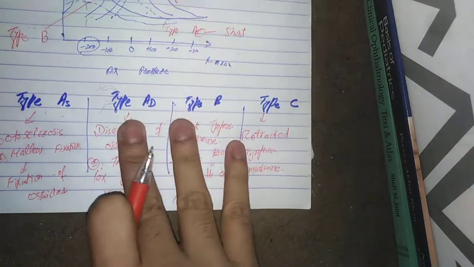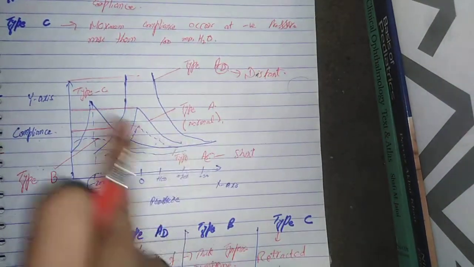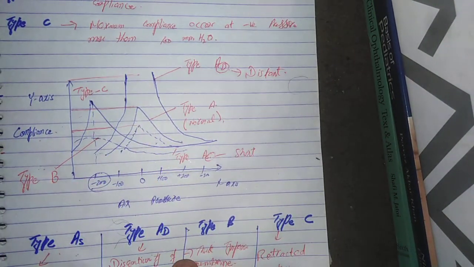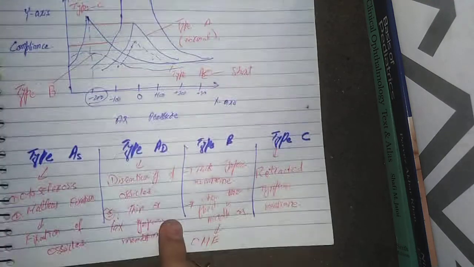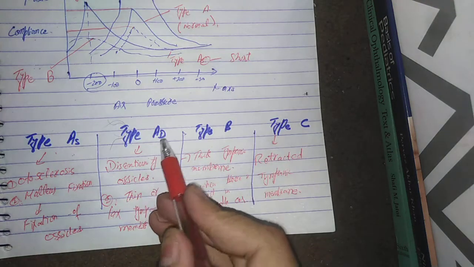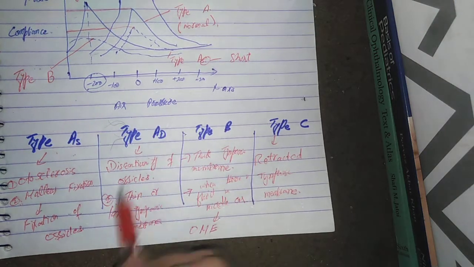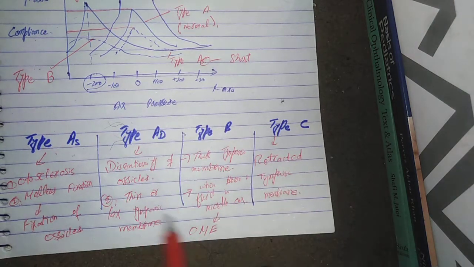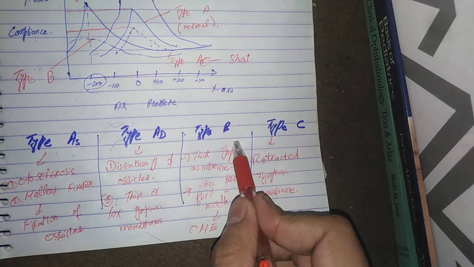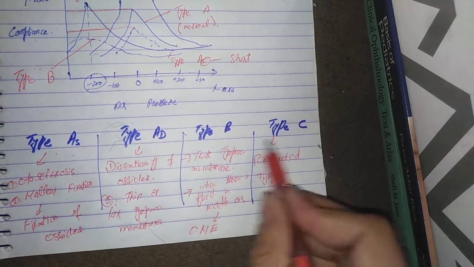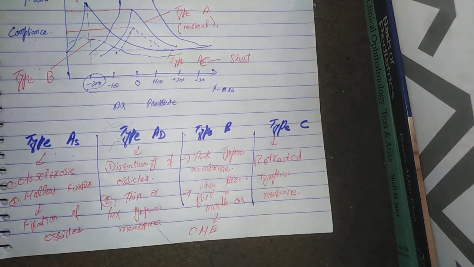Now I will recap all of the tympanic membrane diseases. There is type AD graph when there is a thin tympanic membrane, and when there is a thick tympanic membrane type B will be seen, and in a retracted tympanic membrane type C will be given.